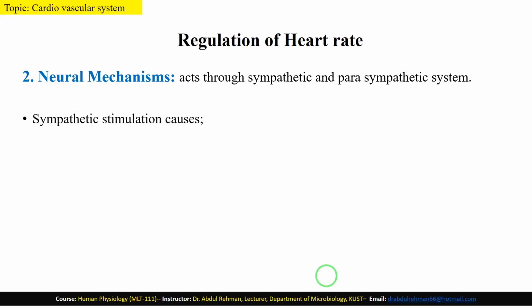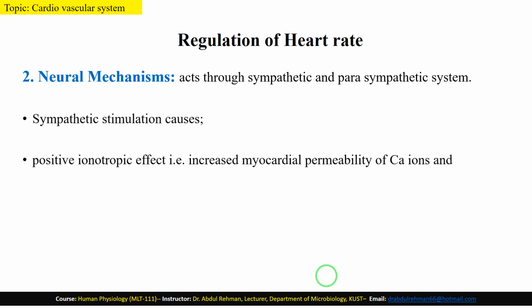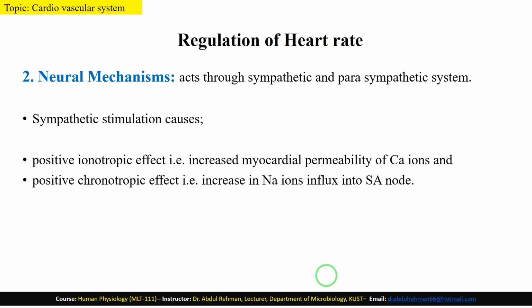In the sympathetic system, a positive inotropic effect develops, that is increased myocardial permeability of calcium ions, and a positive chronotropic effect, which relates to an increase in sodium ion influx into the sinoatrial node. As a result, the heart rate becomes increased.